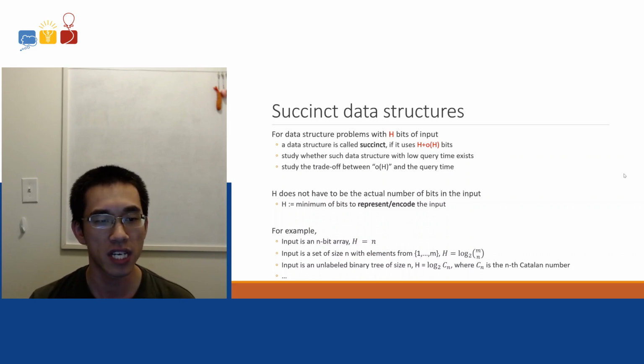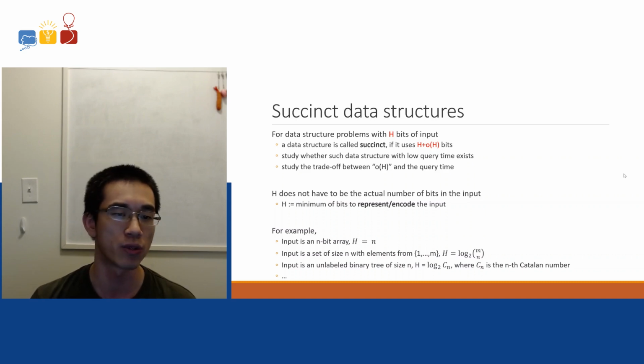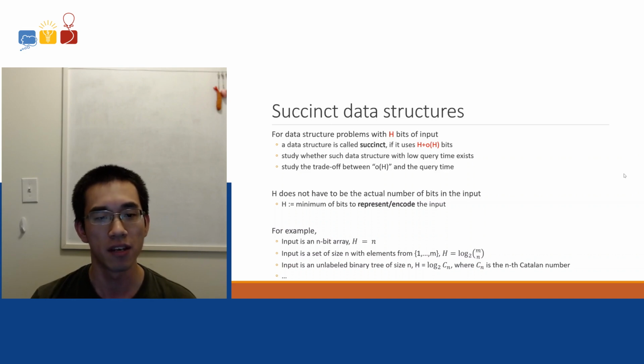And when the input is a set of size n with elements from 1 to m, there are probably many different ways to describe such a set. Maybe you encode the elements one by one, or maybe you store an indicator vector of the set. But the point is, in total, there are m choose n different inputs of this kind. So if we just want to encode the input without caring about the query time, then this can be done using log base 2 of m choose n bits. So h is, in this case, this value.